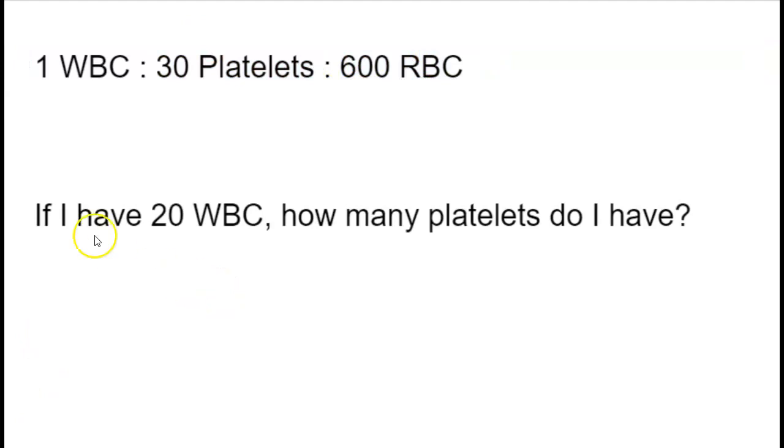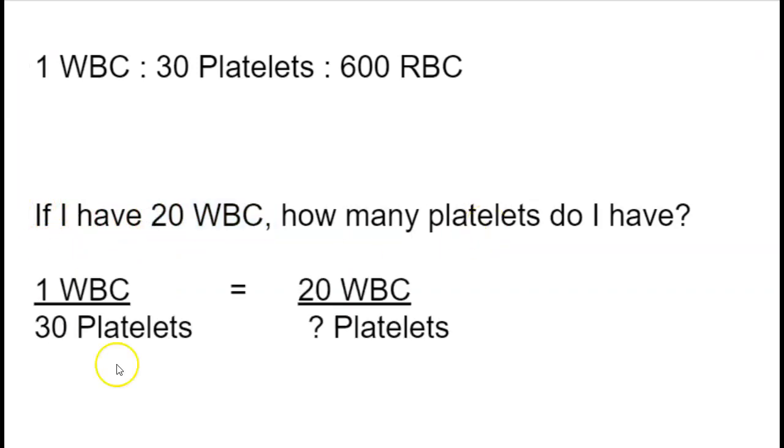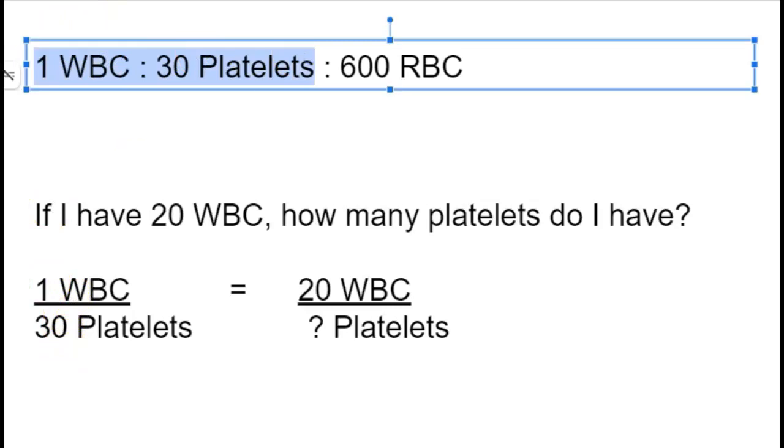So let's do a practice problem here. I have 20 white blood cells. How many platelets do I have? Let's talk about how we set this up. What we can do is make a ratio. We know that there is 1 white blood cell for 30 platelets. So I'm going to put that into a fraction here: 1 white blood cell for every 30 platelets. That comes from our ratio. And I'm going to set it equal to what I know.